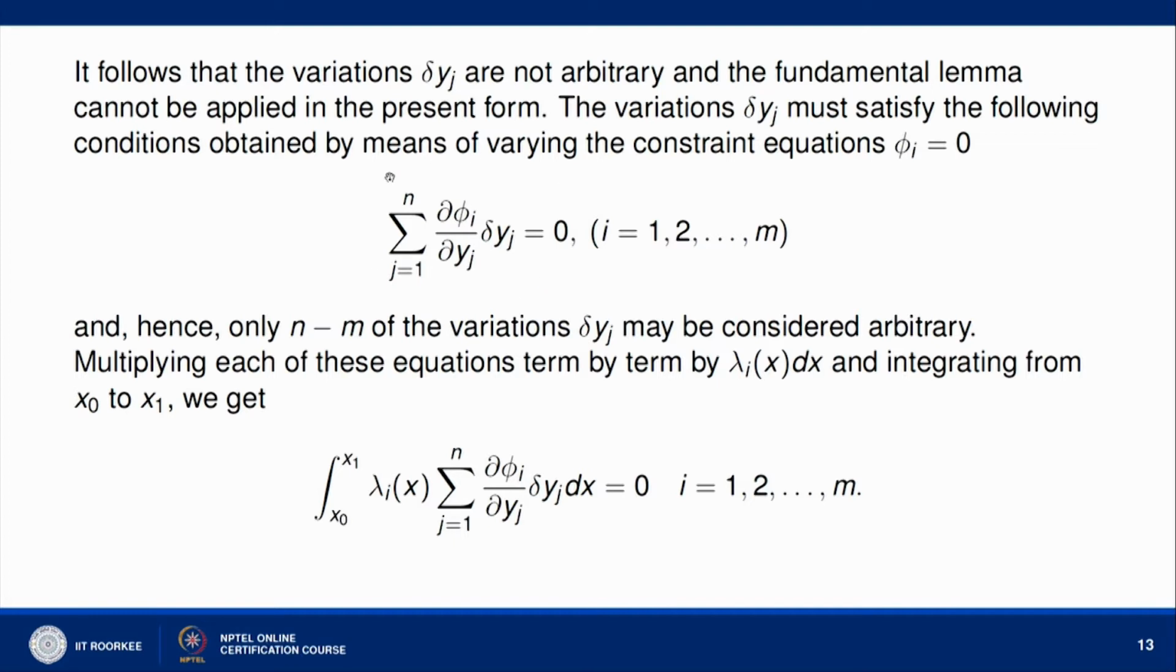But here we have m equations, so we can say that only n minus m of the variations delta yj may be considered arbitrary. So what we try to do here is multiply these equations by lambda j(x) and integrate from x0 to x1. We get the integral from x0 to x1 of lambda j(x), summation over j equal to 1 to n, del phi i upon del yj delta yj dx equal to 0, for i equal to 1 to m.